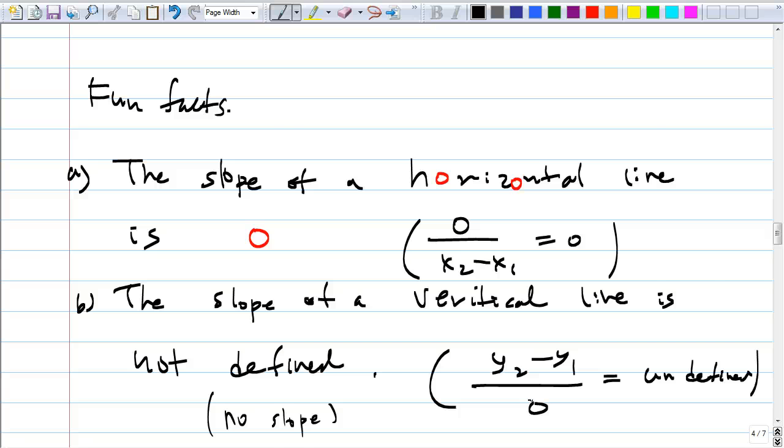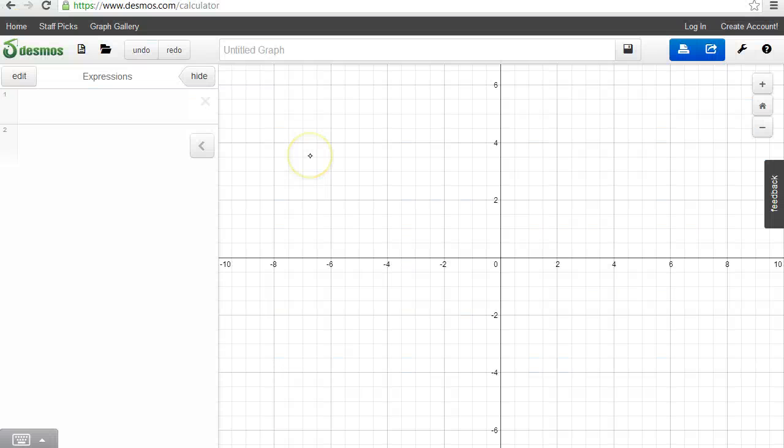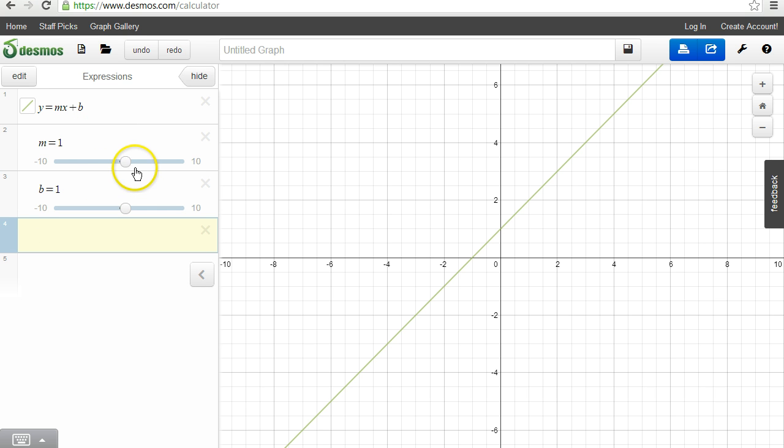Let's write that down. So, you guys remember this from last time I showed you the free nice graphing calculator? Let's put a line. Do you guys remember how we draw a line? Y equals mx plus b, mx plus b. And notice, I can change the value of m. Notice, look, when m is 1, you get the slope.